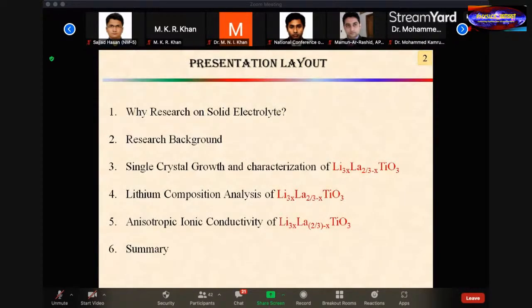This is the presentation layout of my today's talk. First of all, I will talk about why solid electrolyte is needed and the research background of solid electrolyte and single crystal growth of these materials and its properties, including most important anisotropic ionic conductivity measurement, and finally I will summarize later.